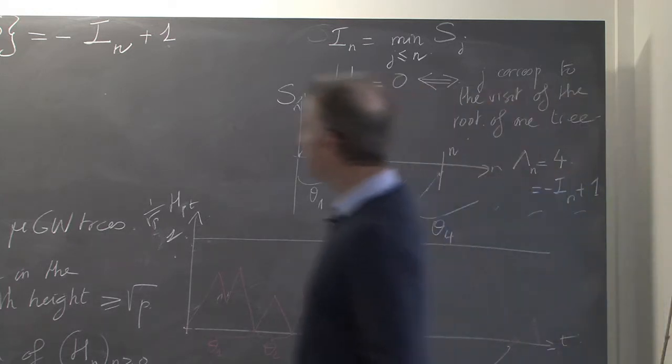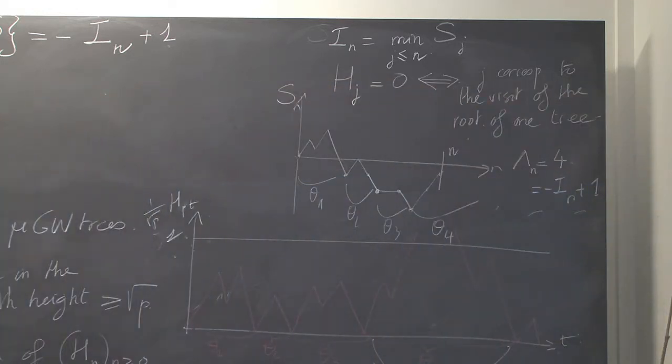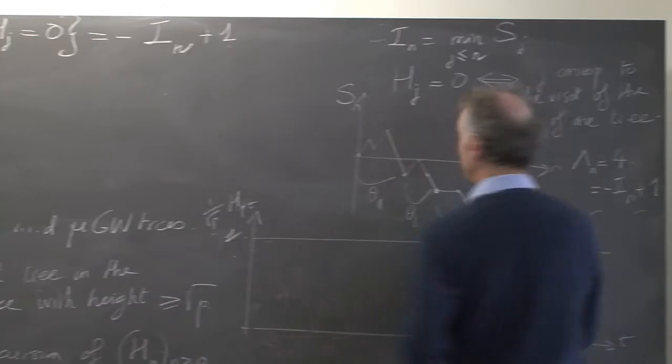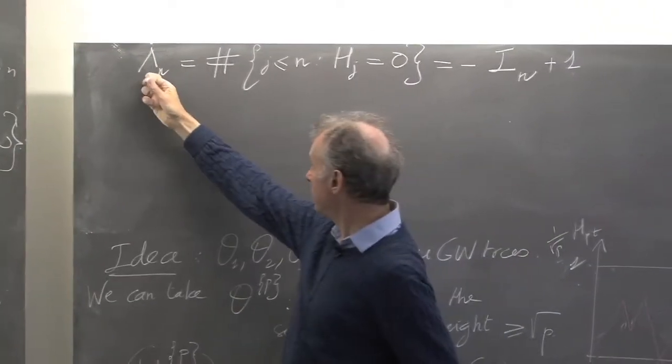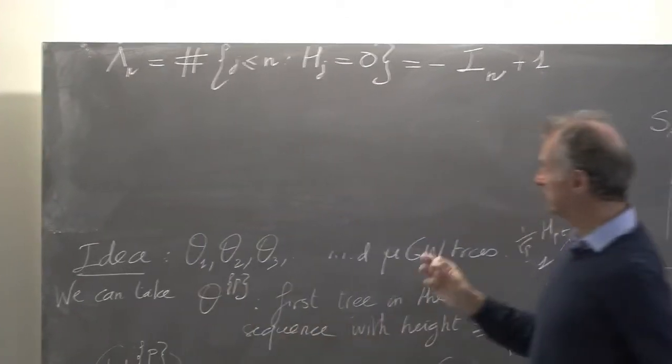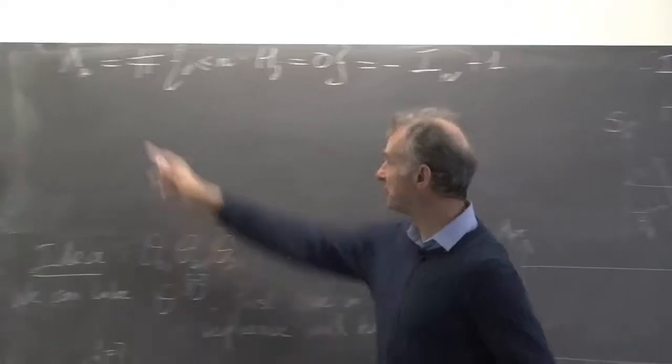So why do I say that? Well, this lambda n is useful because, as I said, what it does, it records the index of the tree you are visiting. It says that, well, at time n, I am visiting the tree with index lambda n.